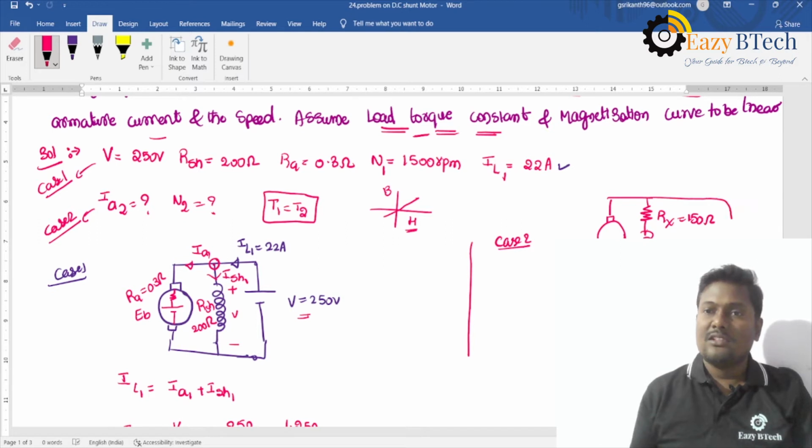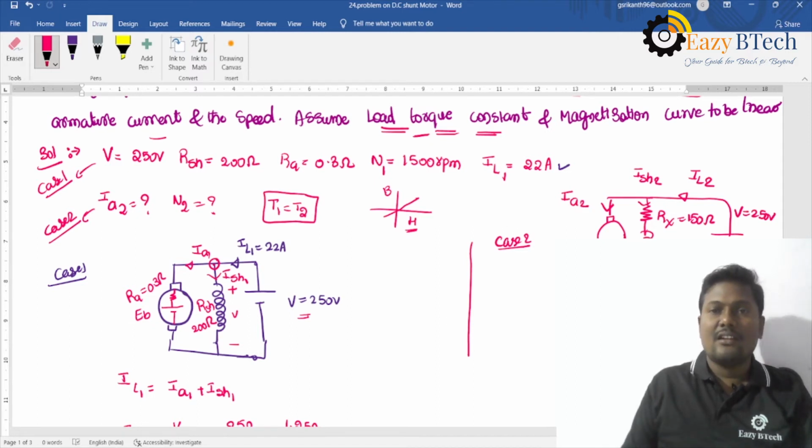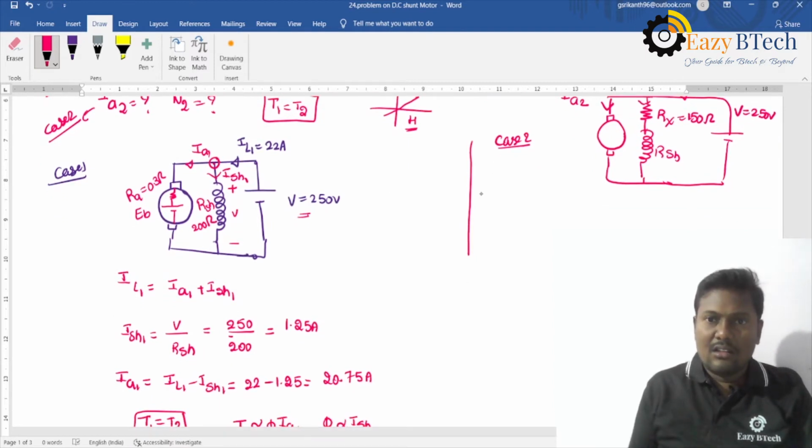The supply voltage we can't change. Here V is equal to 250 volts. The current drawn from the supply now is IL2. The current flowing through the field is ISH2, and through the armature is IA2. So what is ISH2? ISH2 is equal to V divided by RX plus RSH, as these two are connected in series.